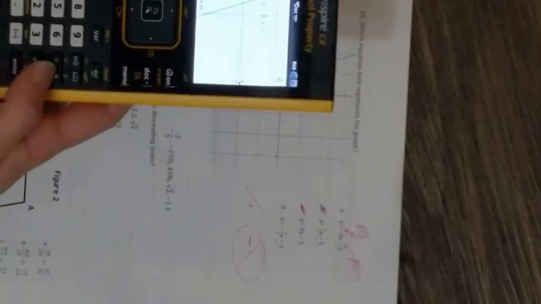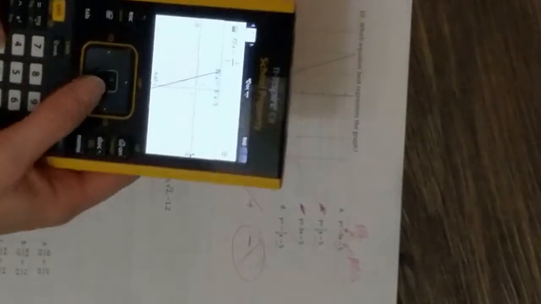So this is what the first equation looks like that I graphed. Looks pretty similar. And the other one would be -1/3x minus 5. So right away I can see that one of them definitely looks like my graph and the other one does not. So it looks like my answer is going to be A.